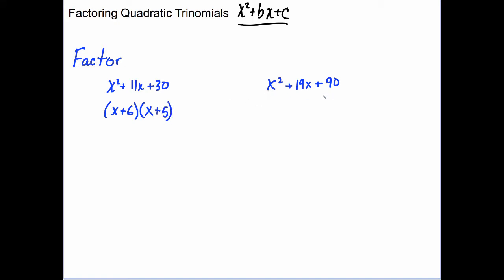And then for the second problem, x squared plus 19x plus 90, you'll find after you list some factor pairs that the two numbers that we want are 9 and 10. 9 times 10 is 90. 9 plus 10 is 19. So the factors are going to be x plus 10 times x plus 9.